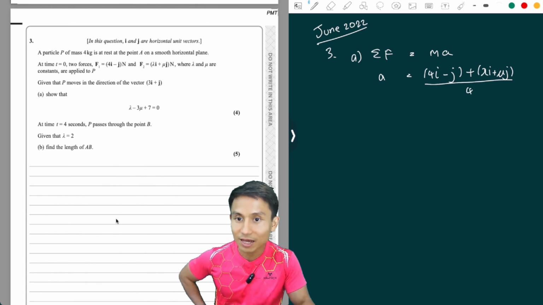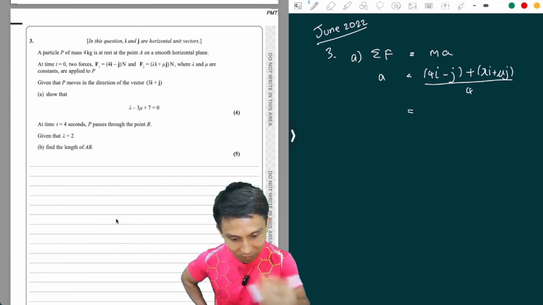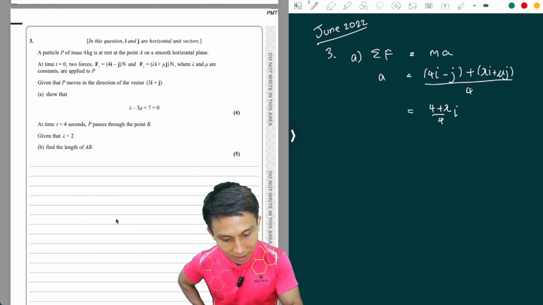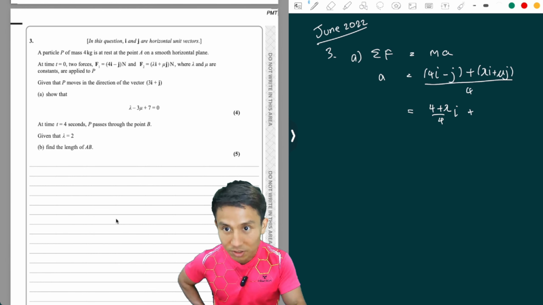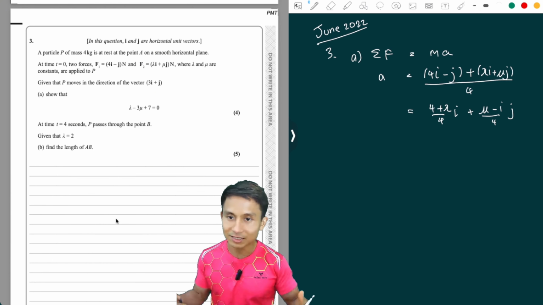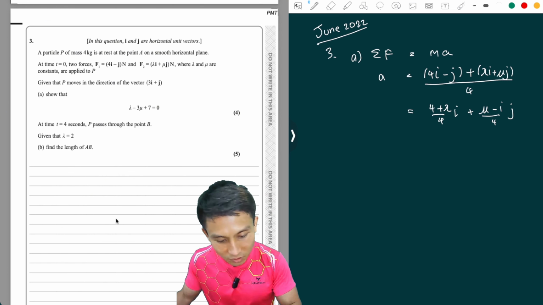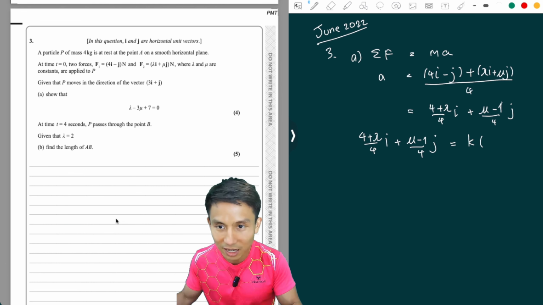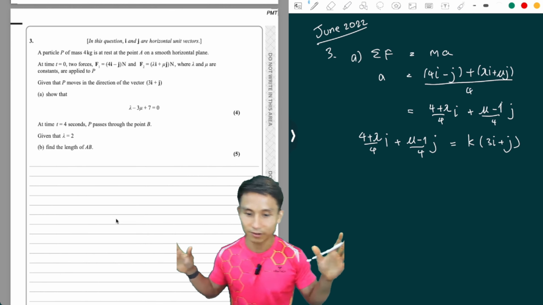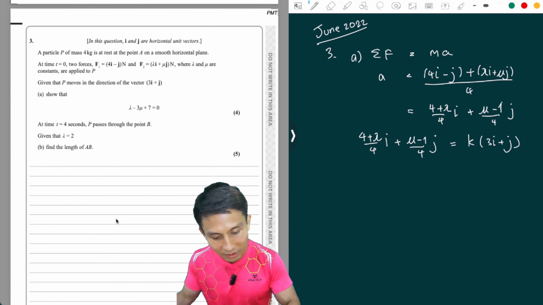And if we simplify that, for the i component we get (4 plus lambda) over 4 i. For the j component it's just (mu minus 1) over 4 j. Now, because this is to be parallel with the vector 3i plus j, it's (4 plus lambda) over 4 i plus (mu minus 1) over 4 j equals some constant k times 3i plus j, just the same way I did before. So we're going to say that 4 plus lambda over 4 equals 3k.